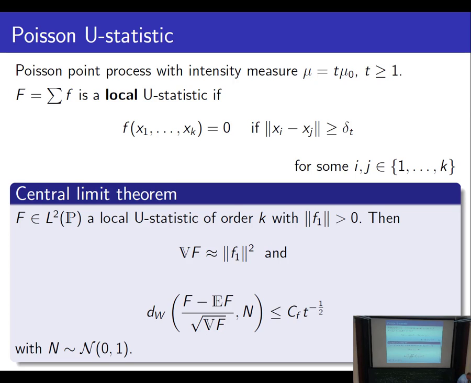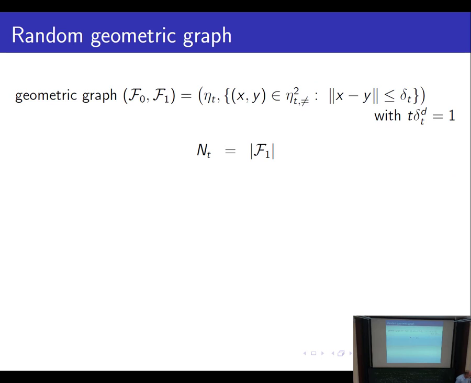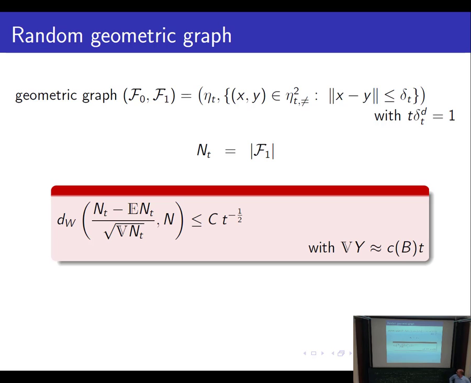And if you have this, then it's more or less immediate that you get all the central limit theorems you're interested in for free. For example, if you are just looking at the number of edges, then the number of edges is clearly a U statistic of order 2. You get a central limit theorem for this with a precise order t to the power minus 1/2, and you know how the variance behaves. It behaves like t.